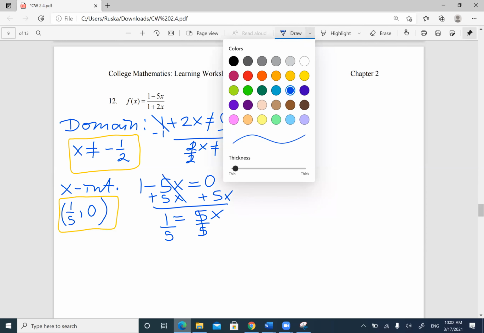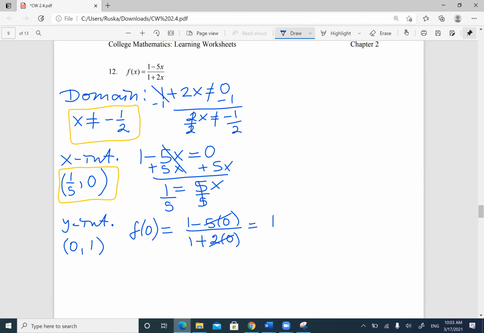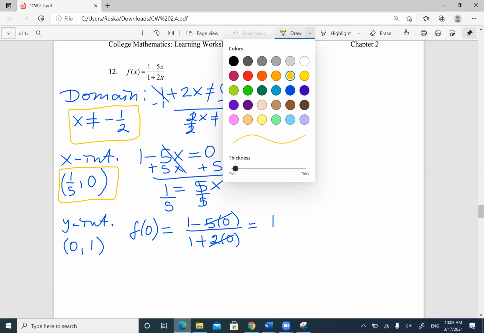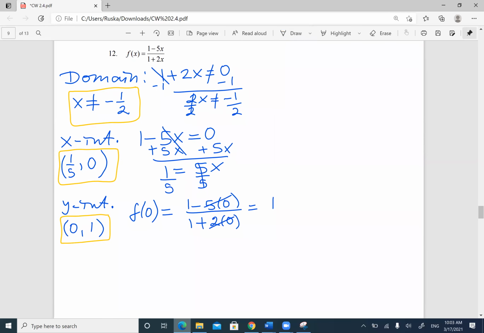Then let's go ahead and find the y-intercept. For the y-intercept, you're doing f of 0. So we're going to plug in 0 for everything. You have (1 minus 5 times 0) over (1 plus 2 times 0). So this is 0, this is 0, so you get 1 over 1, which is 1. So the y-intercept is (0, 1). That's the point where you're going to cross the y-axis. Okay?